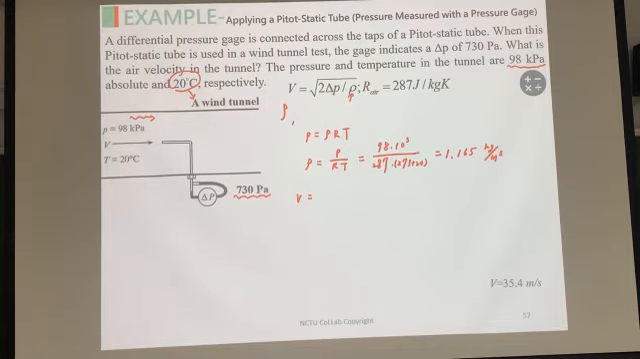So already you have the delta P in here. So the 2 times delta P divided by the density, 1.165, and you know the velocities. Okay, so I used my calculator to compute the answers. And for me, the answer is around 35.4 meters per second.